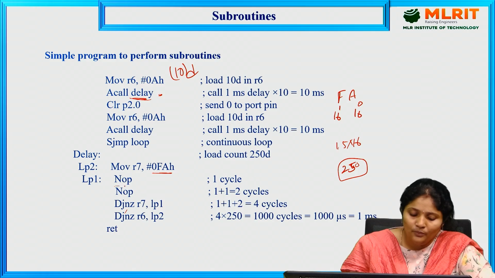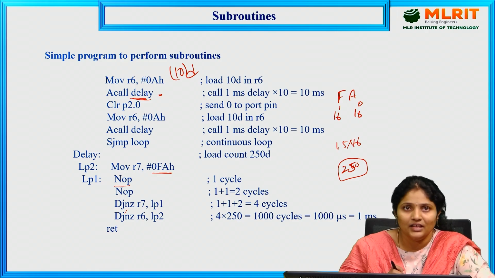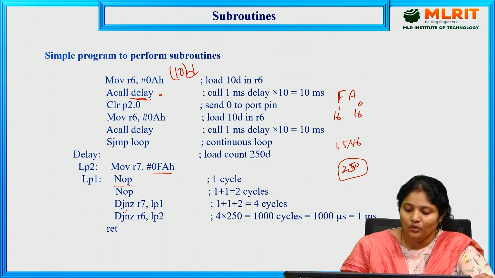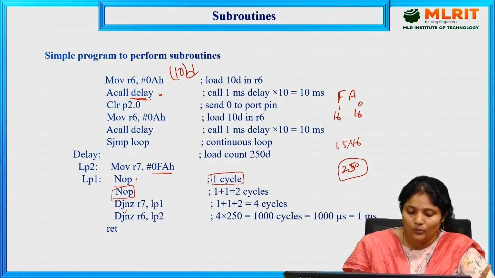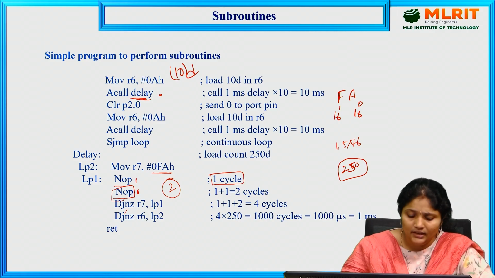For NOP, as I already told you in previous instructions, NOP is no operation. It is used just to kill the time of the controller. To execute this NOP operation, the actual time taken is 1 cycle. Here another NOP is there, so with 1 cycle and 1 cycle, a total of 2 cycles of time will be generated. Here DJNZ decrements, so it will be decremented.